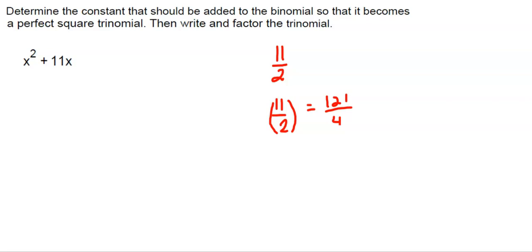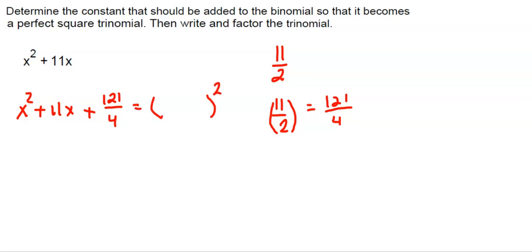That's the constant that we would have to add to this so that we would have a perfect square trinomial. Now if we did that, we would have x squared plus 11x plus 121 fourths. That's not equivalent to the original polynomial, but it is a perfect square trinomial, which we can factor into a binomial that's been squared.